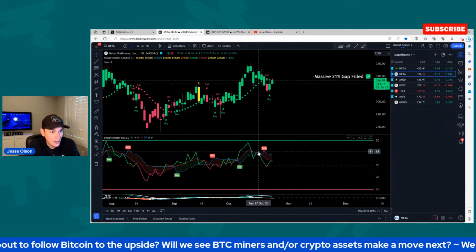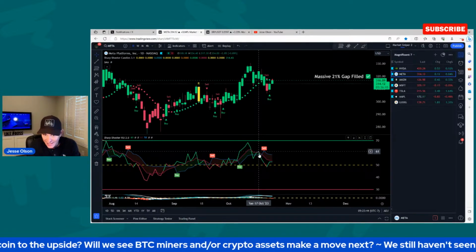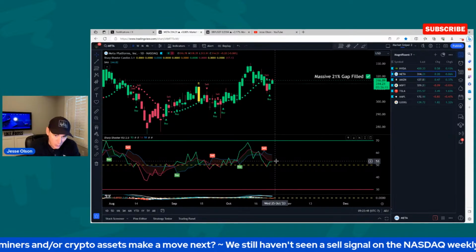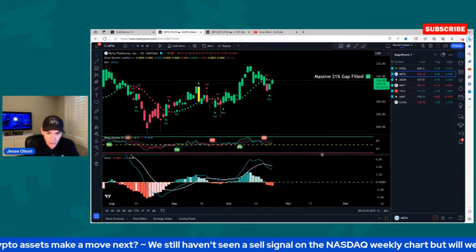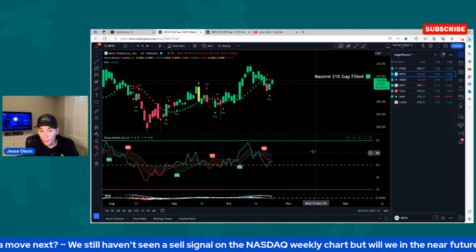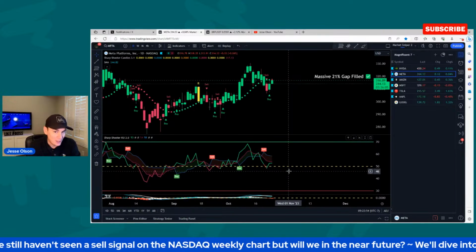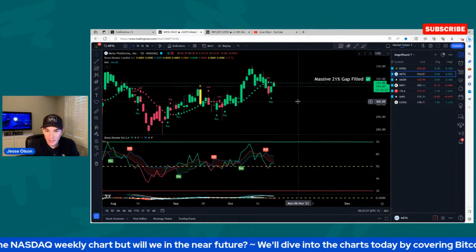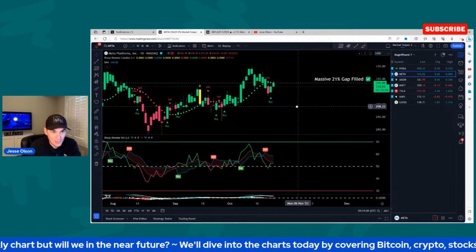So looks like Meta, this would be the sneaky lower high, a lower low here. Will this be a lower high as well? MACD is trending downward, still in bullish territory. RSI is still in bullish territory, but trending back down. And it could be losing steam as we speak right now.